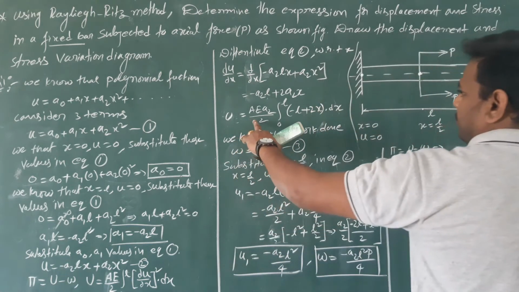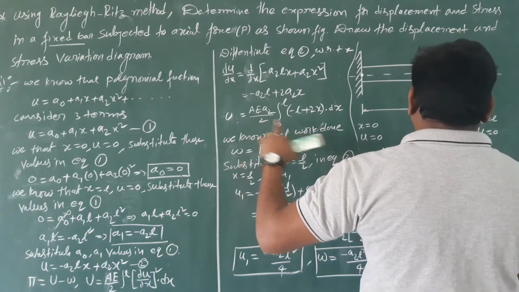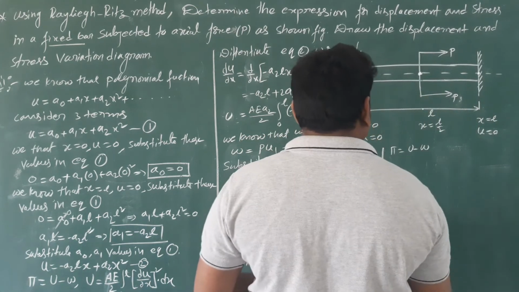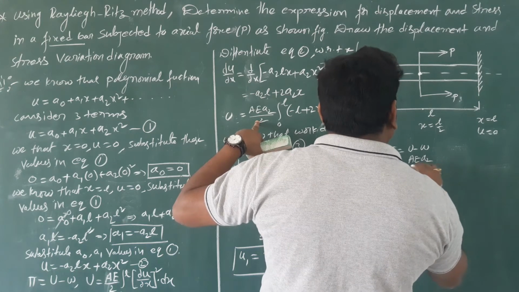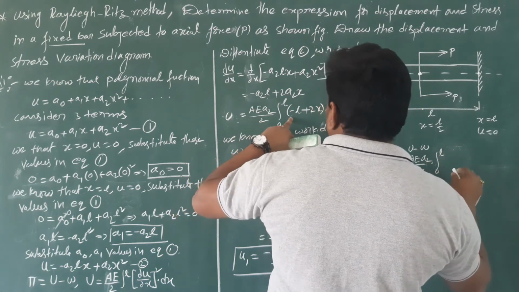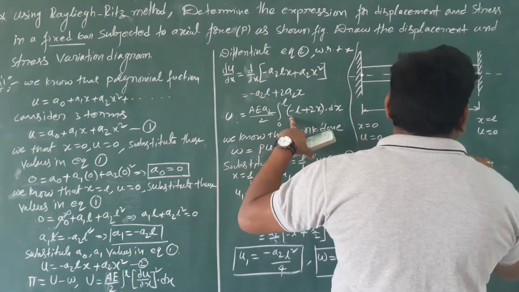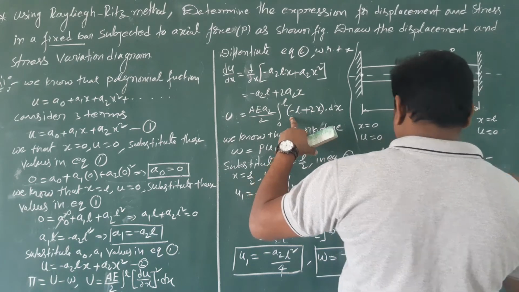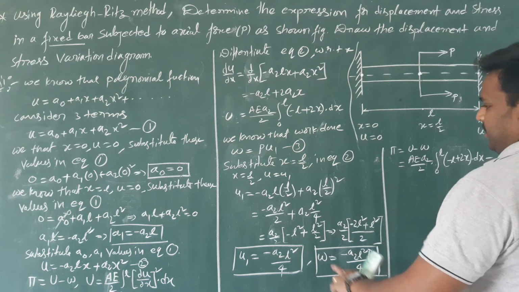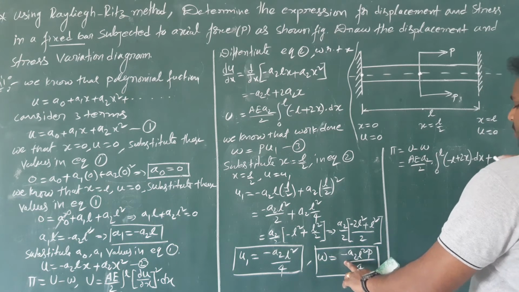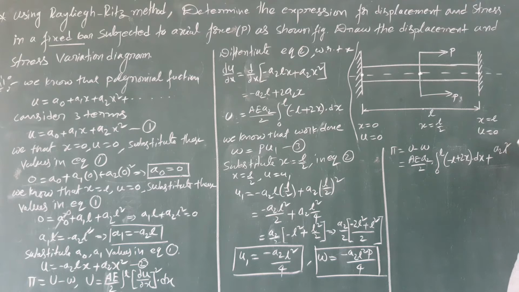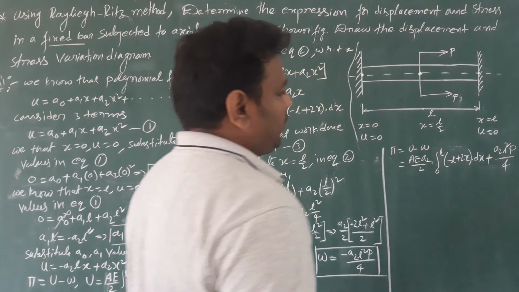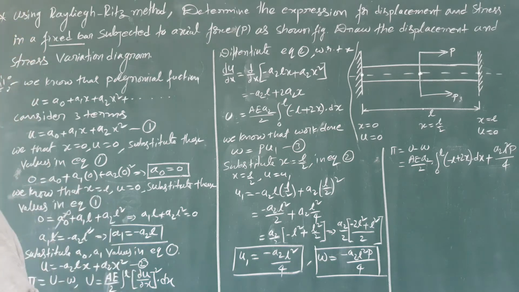Okay, you know that U is AE. A2 by 2, integral of 0 to L, and here minus L plus 2x into dx, minus W. Here minus is there, here minus is also there, plus A2 L square P by 4. Okay, L square A2, that is AE by AE A2.